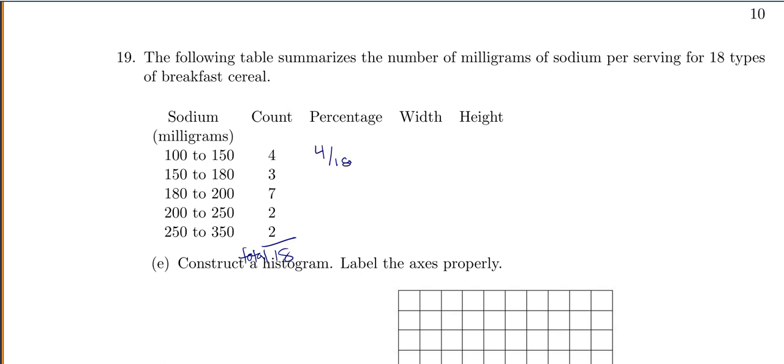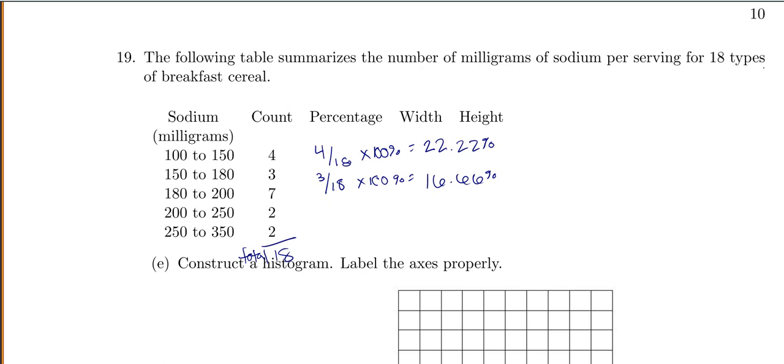So you divide by the total and then you multiply by 100%. In this case, 4 divided by 18 times 100% gives me 22.22%. That would be the percentage for this first category. The next category, we do 3 divided by 18 times 100%, which gives me 16.66%. So that's how you find the percentages: how many you have divided by the total times 100%.